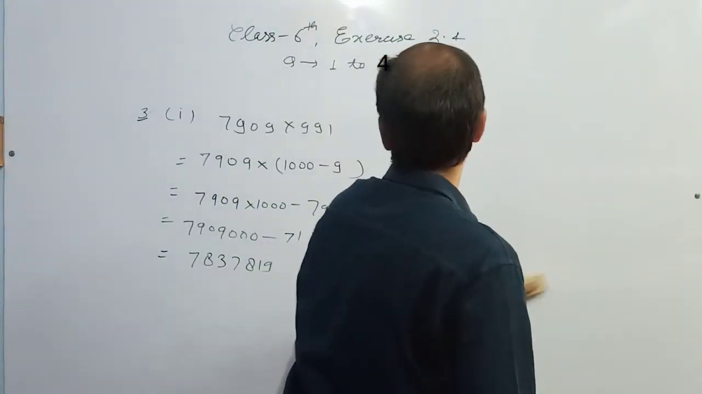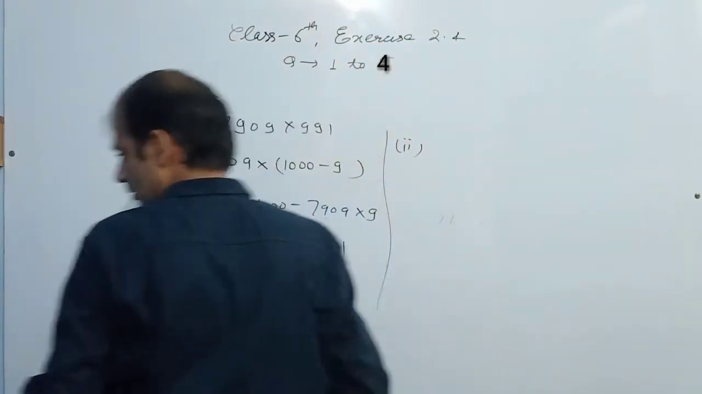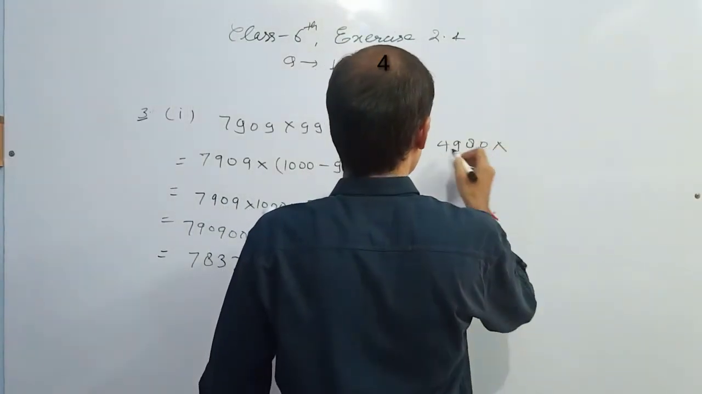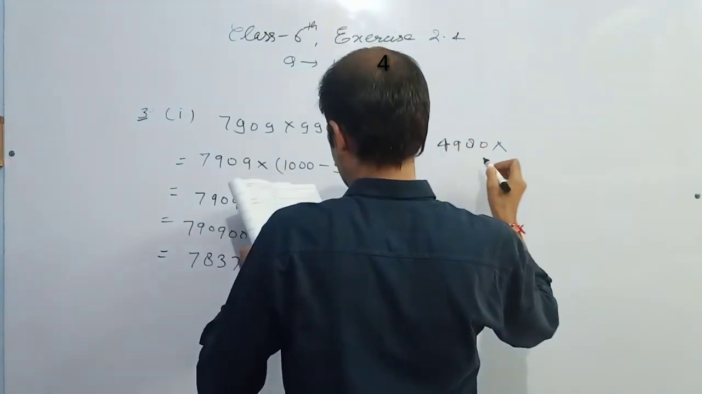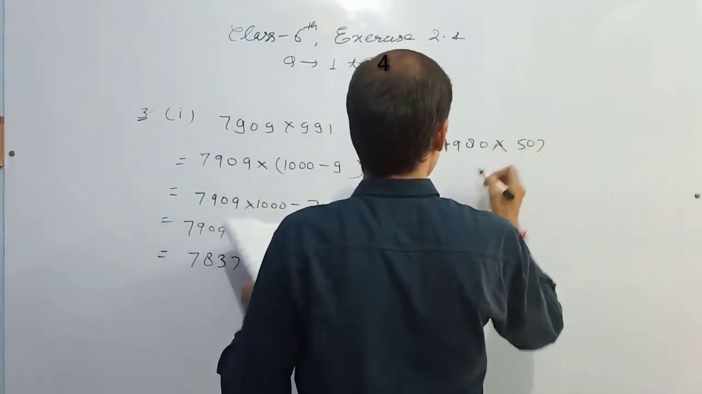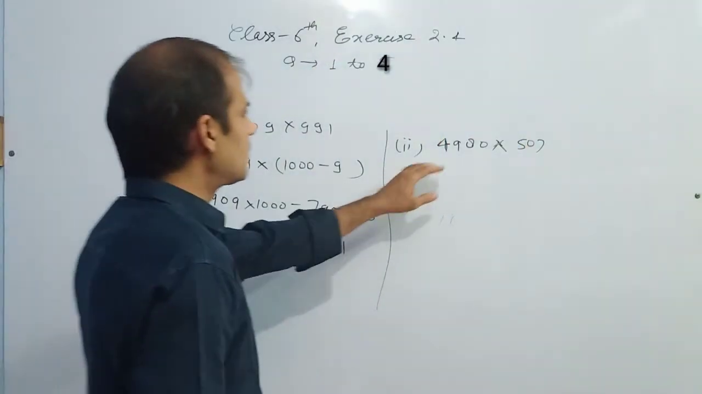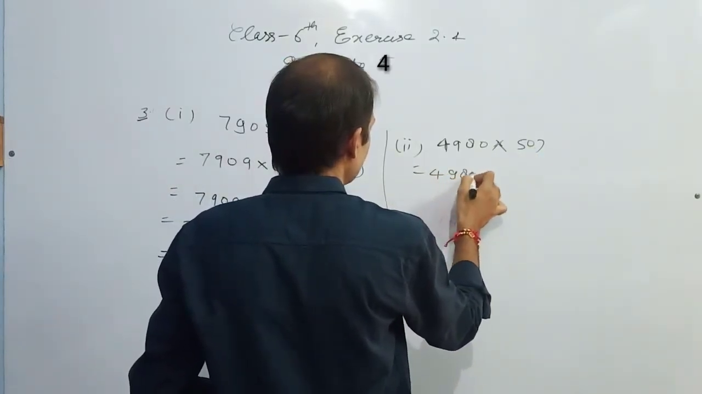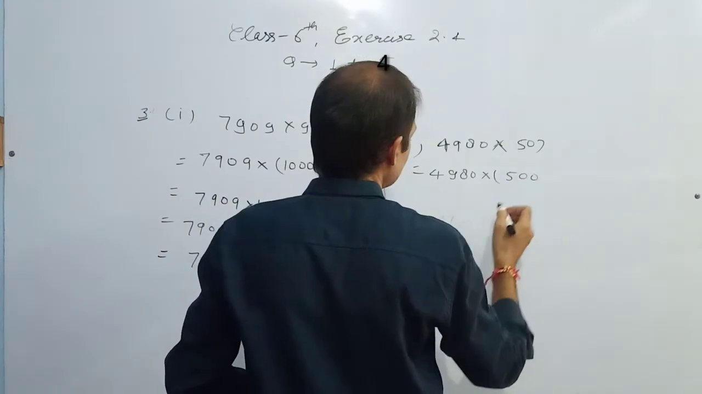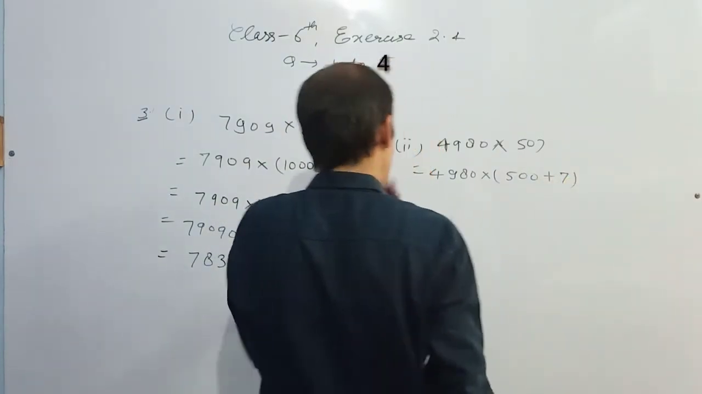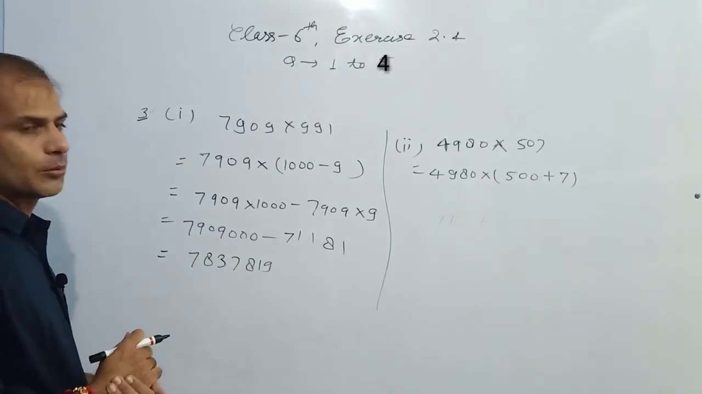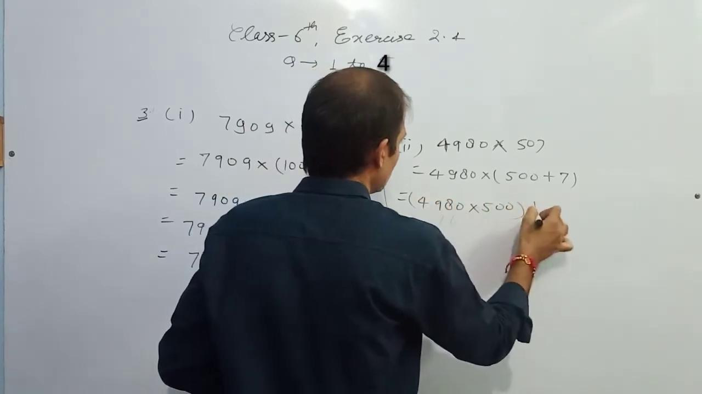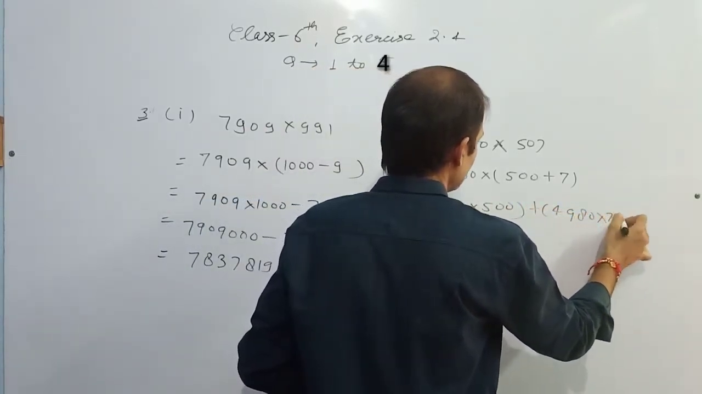Now I am going to solve the second part. It is 4980 into 507. So simply it can be written as 500 plus 7. Now you can use the distributive property as 4980 into 500 plus 4980 into 7.